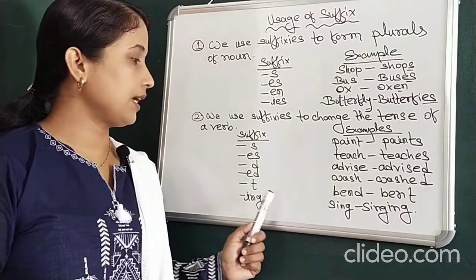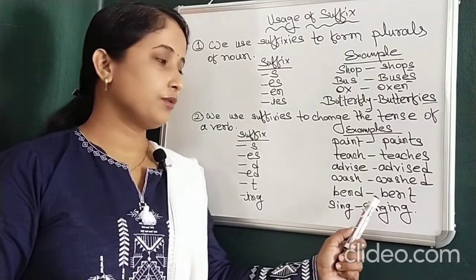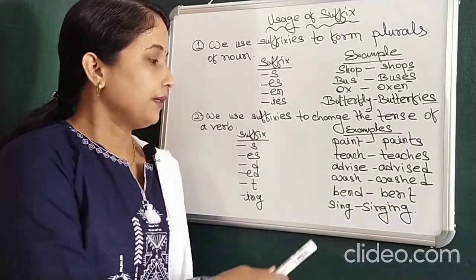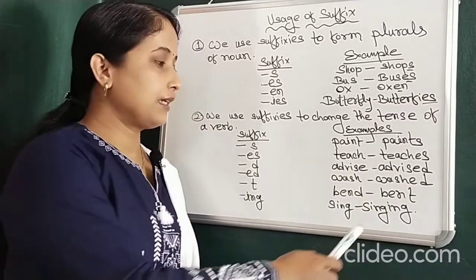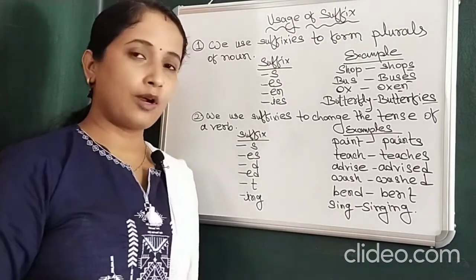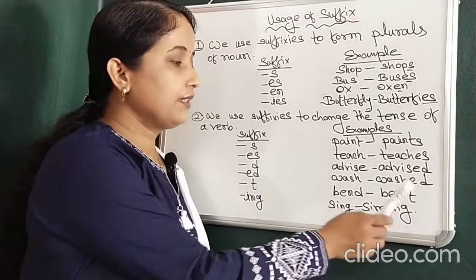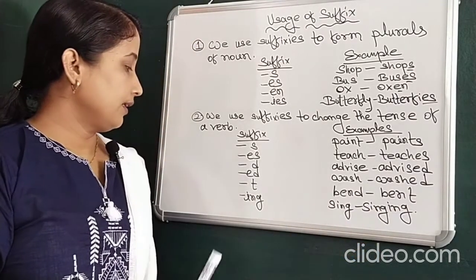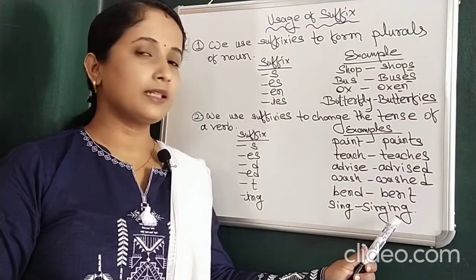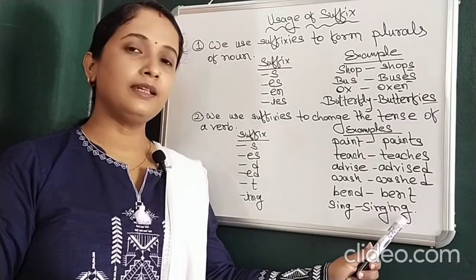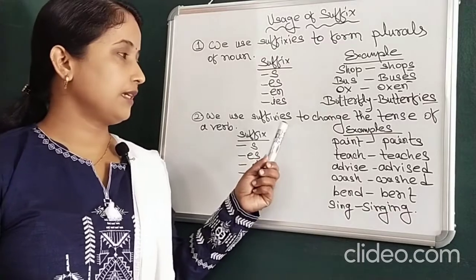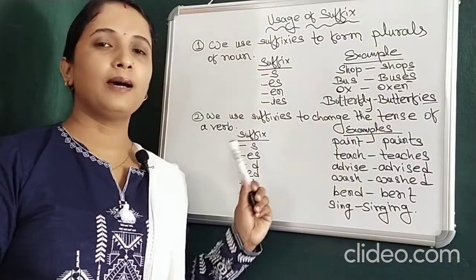The suffix t added to the verb bend changes it to past tense. Bent is in past tense. Here bend is in present tense and bent is in past tense. Here at first d is dropped and replaced with the suffix t. The suffix ing added to the verb sing changes it to present continuous tense. Singing is in present continuous tense. So, we can use suffixes to change the tense of a verb.